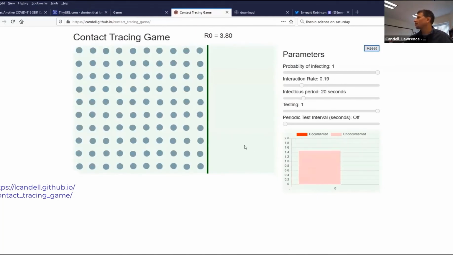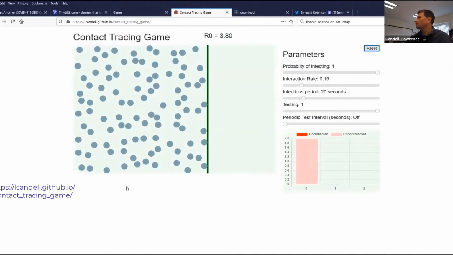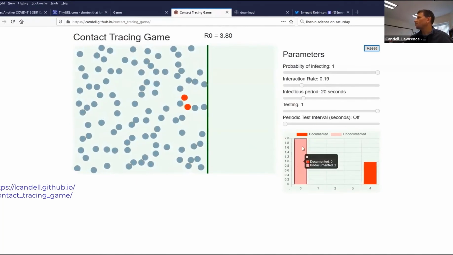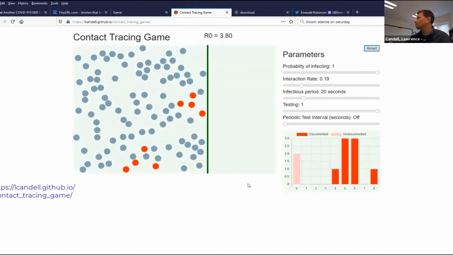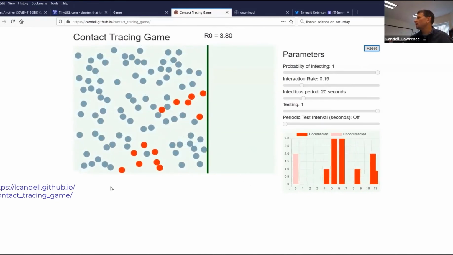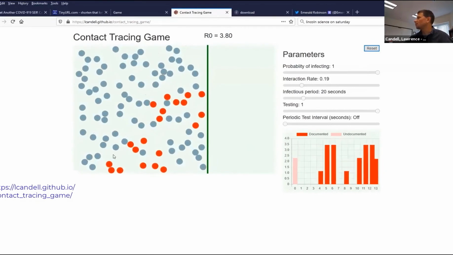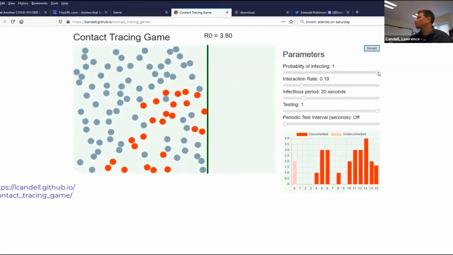And so let me run it again with this lower rate, and you can see that we start off with two people. They were before the testing, so they were not documented people. But you can see that it's still spreading pretty quickly. Well, another thing we can do is we can wear masks.